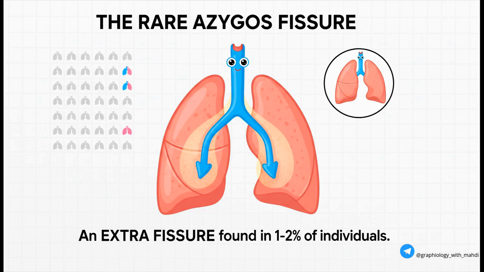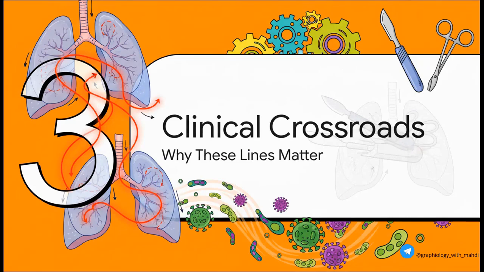It's just another perfect example of how our bodies don't always stick to the textbook design. Okay, so our lungs can be a little different from person to person. You might be thinking, so what? Why do we care if these lines are complete or not? Well, it turns out these tiny anatomical quirks have massive real-world consequences, affecting everything from how diseases spread to whether or not a cutting-edge medical treatment will even work.